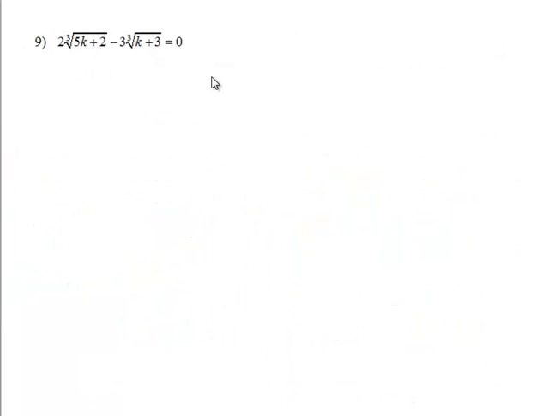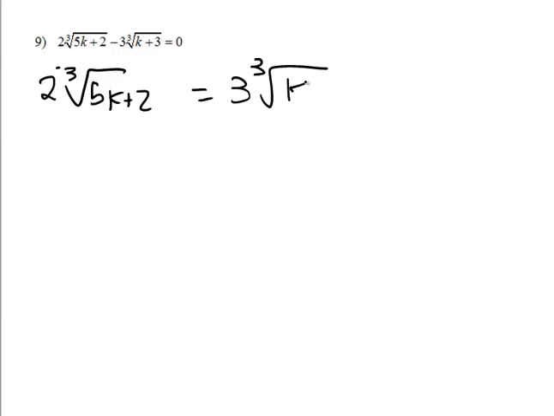Let's do another one. I'm going to do the same thing I did last time. I want to have a radical on either side. So I'll have 2 times the cube root of 5k plus 2 equals 3 times the cube root of k plus 3. I'm going to cube both sides. And remember, if this index was 19, I would raise the whole thing to the 19th power to make the radical go away.